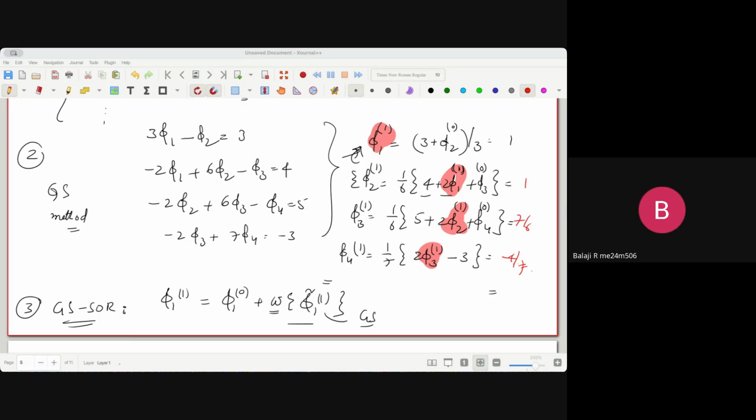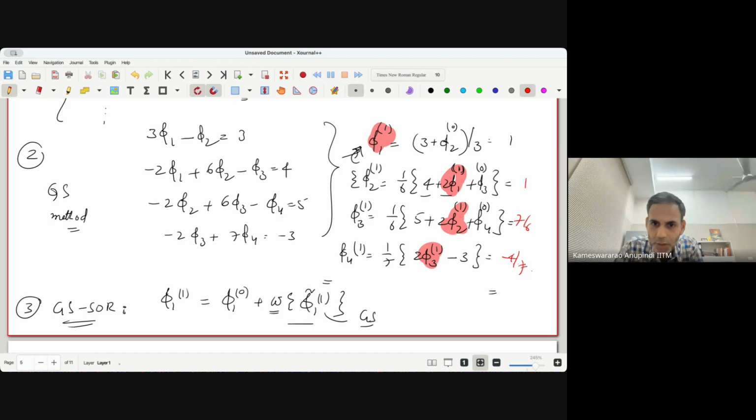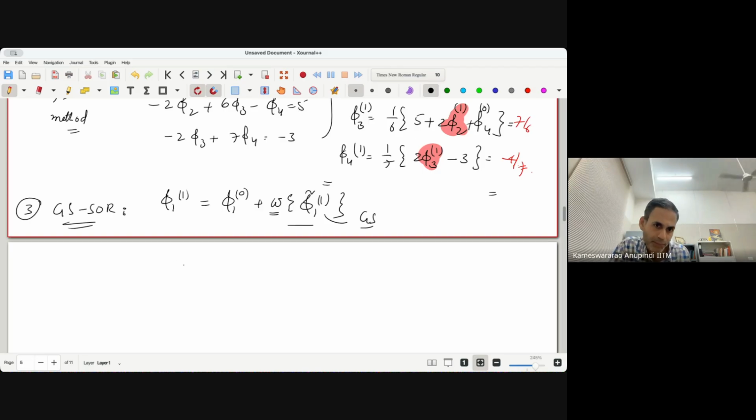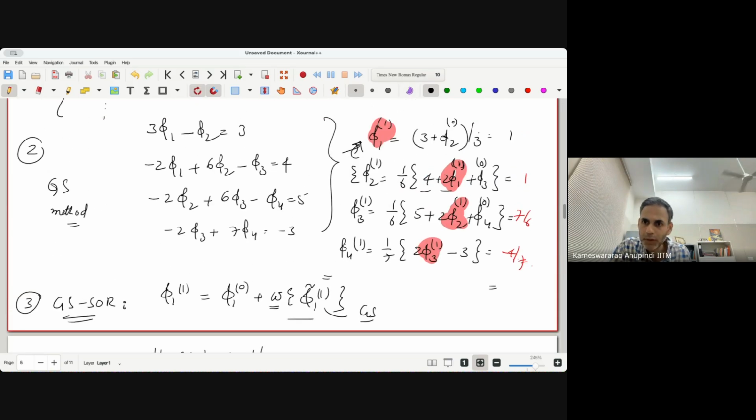Maybe his question is when we should stop the iteration. Oh, sir, when we should stop the iteration? No, you stop the iterations when, as I said before, your phi n plus 1 minus phi n in some norm is less than the given tolerance. That means you look at all these values.